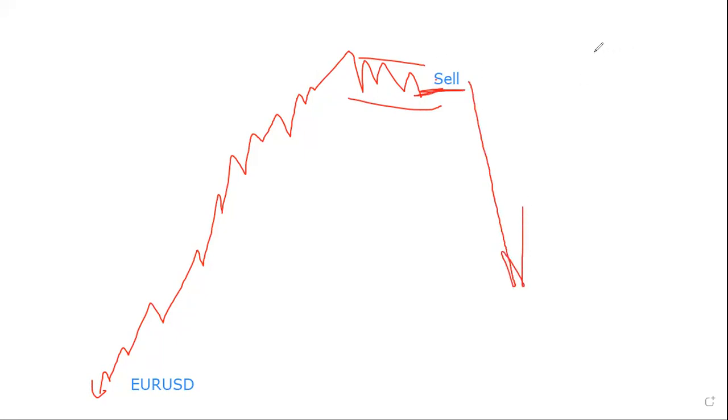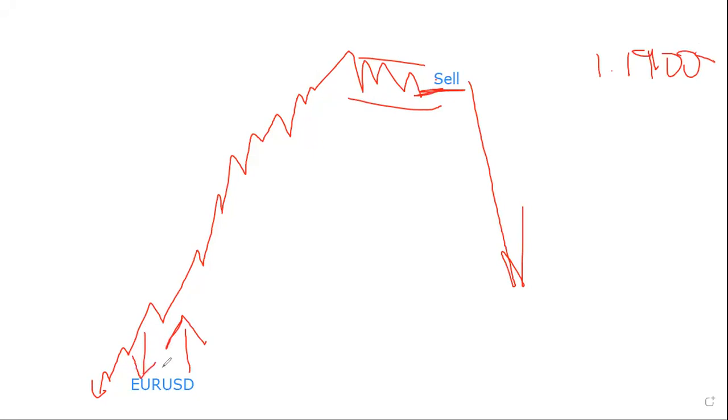So if the pair was at, let's say, $1.1900, and this is euro against the USD, you have now seen that the US dollar is becoming strong and the euro is becoming weaker.